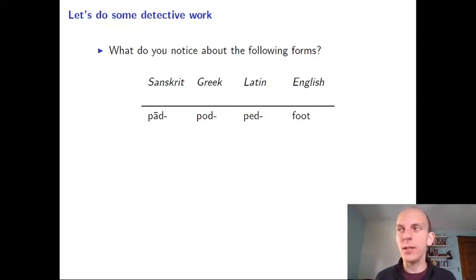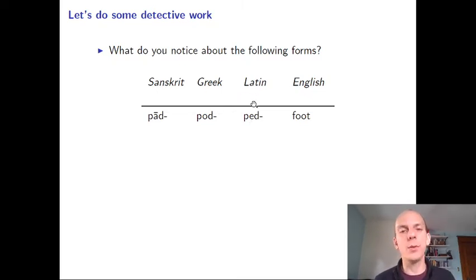What do you notice about these sets of words? So here right now, in each of these columns, I have a different language. This is Sanskrit, Greek. Oh, you can't see because my cursor's on the wrong one. Sanskrit, this one's Greek, Latin, and English. And all of these mean the same thing in each of their languages. You still can't see my cursor. Now you can. Sanskrit, Greek, Latin, English. All of these mean the same thing. So pad, pod, ped, and foot. Each of these means foot in its language. So pod is Greek for foot, ped is Latin for foot, etc.